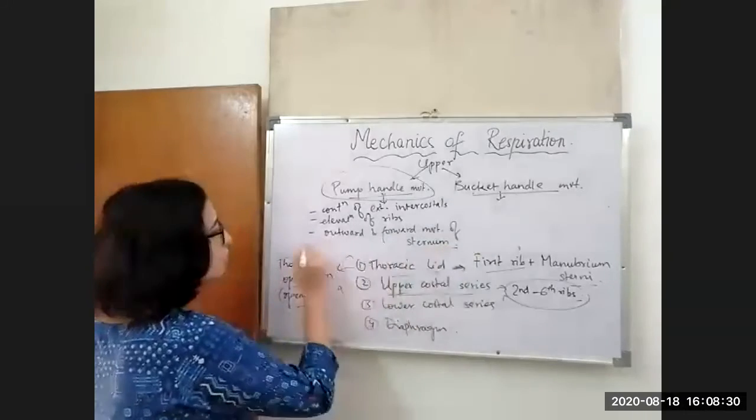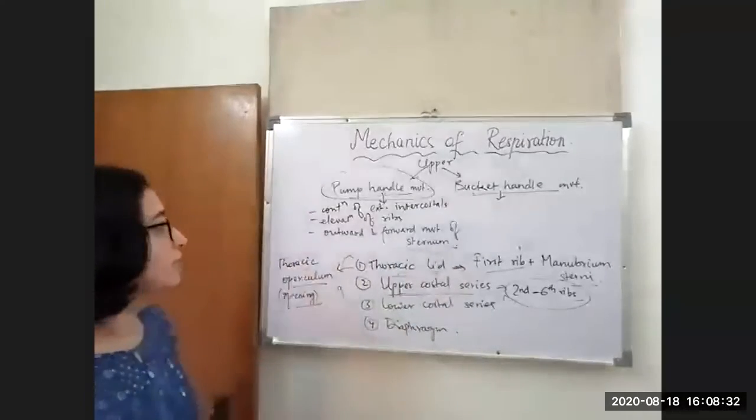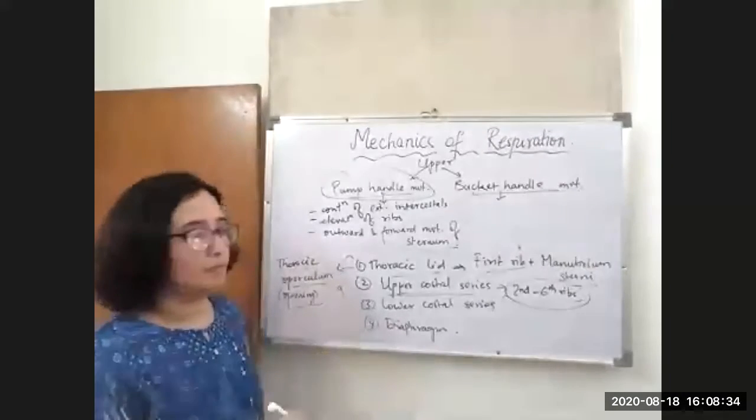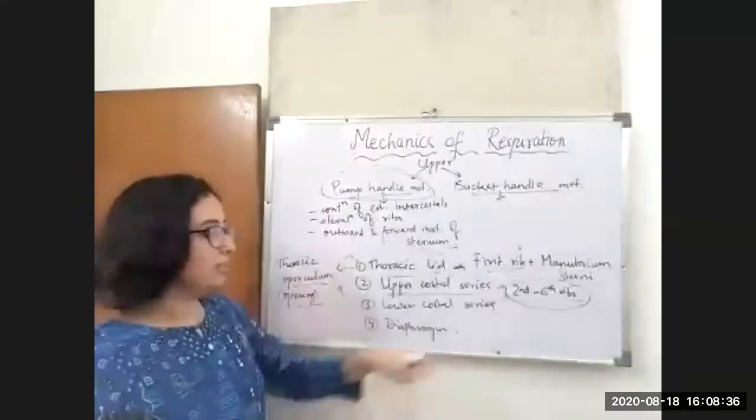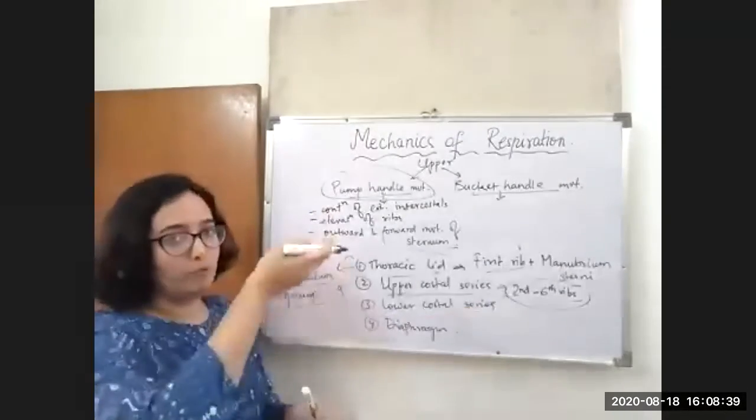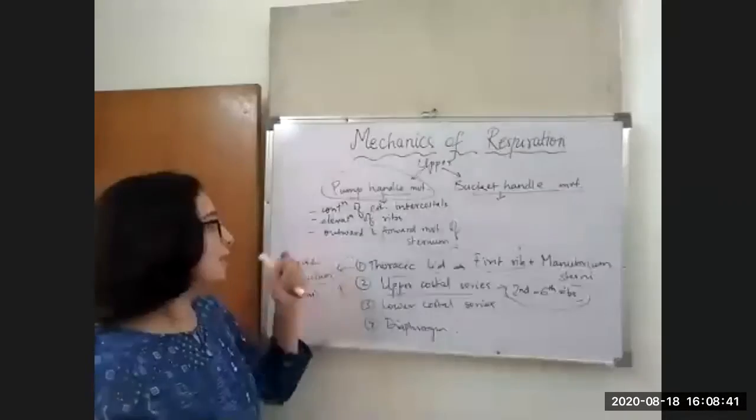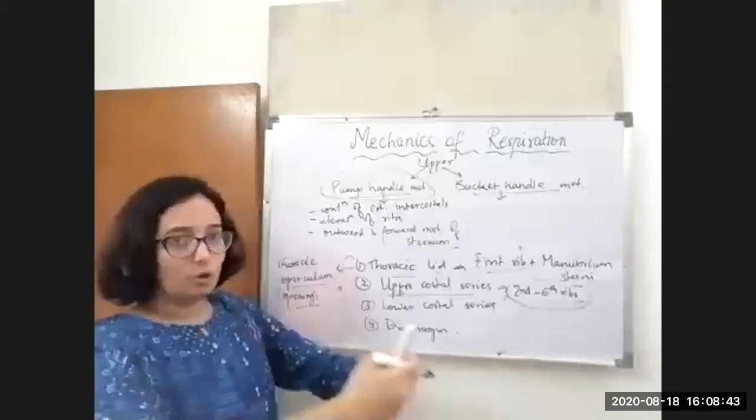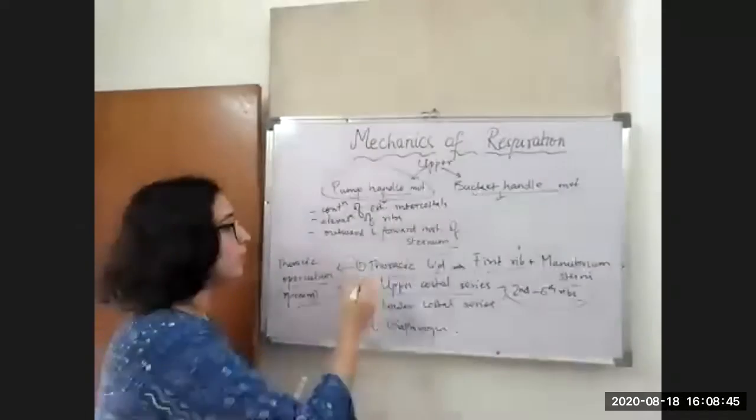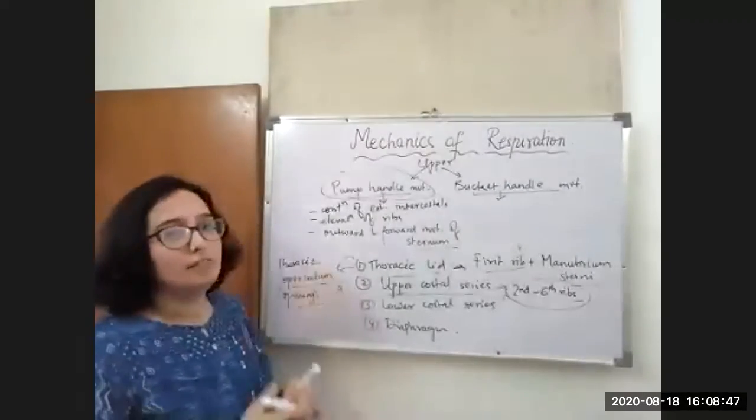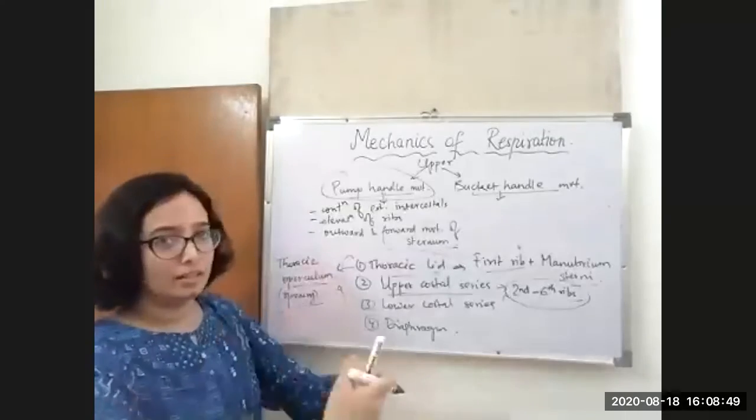Okay, so what is happening here is that there is a contraction of the external intercostal muscles, which will cause these ribs to move upward. There is elevation of these ribs, and that's why the thoracic cage is going outward and forward. Okay, so what it will do is increase our thoracic cavity.